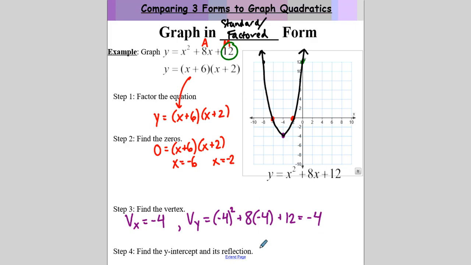We should have written the y-intercept was at 0, 12. So if you're given something in standard form, see if you can get it into factored form, because then you get more pieces of information.